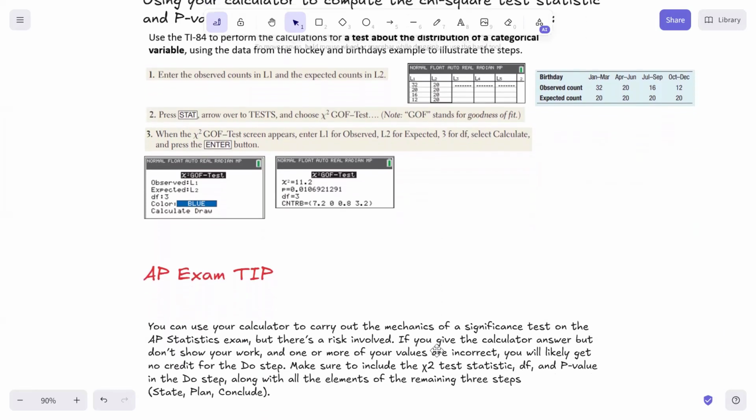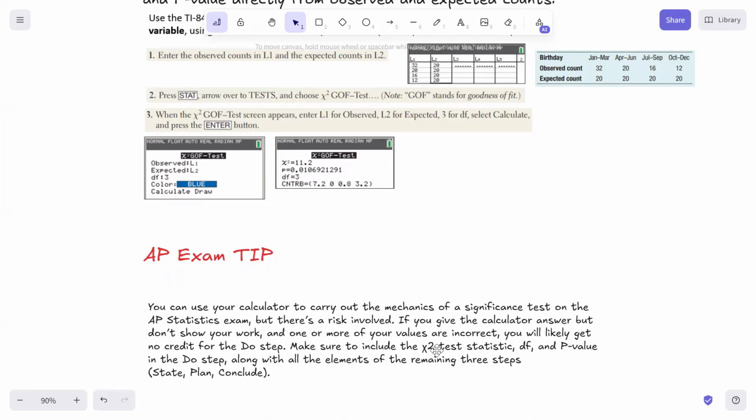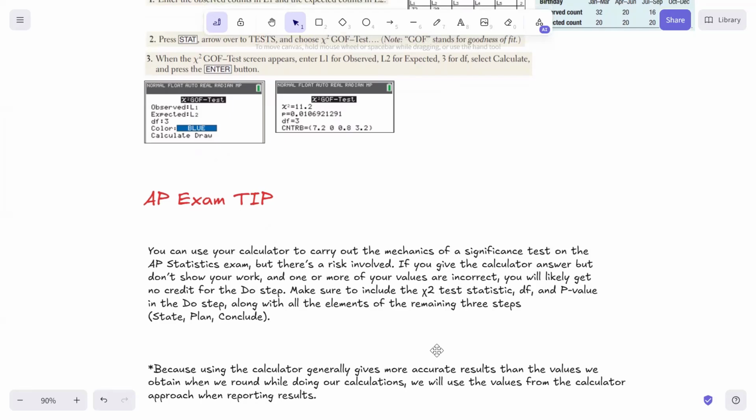For our AP exam tip, if you're going to use the calculator to carry out the mechanics of a significance test on the AP Stats exam, which I recommend you do, there is a risk involved. If you use the calculator answer but don't show any work, and one or more of your values are incorrect, you stand to lose credit for the do step. So make sure to include the chi-square test statistic, degrees of freedom, and p-value in the do step. In other words, write all of this down right here: the chi-square, p-value, degrees of freedom. You don't have to write the contribution down, but make sure you write those three values down in the do step and continue the rest of the process.